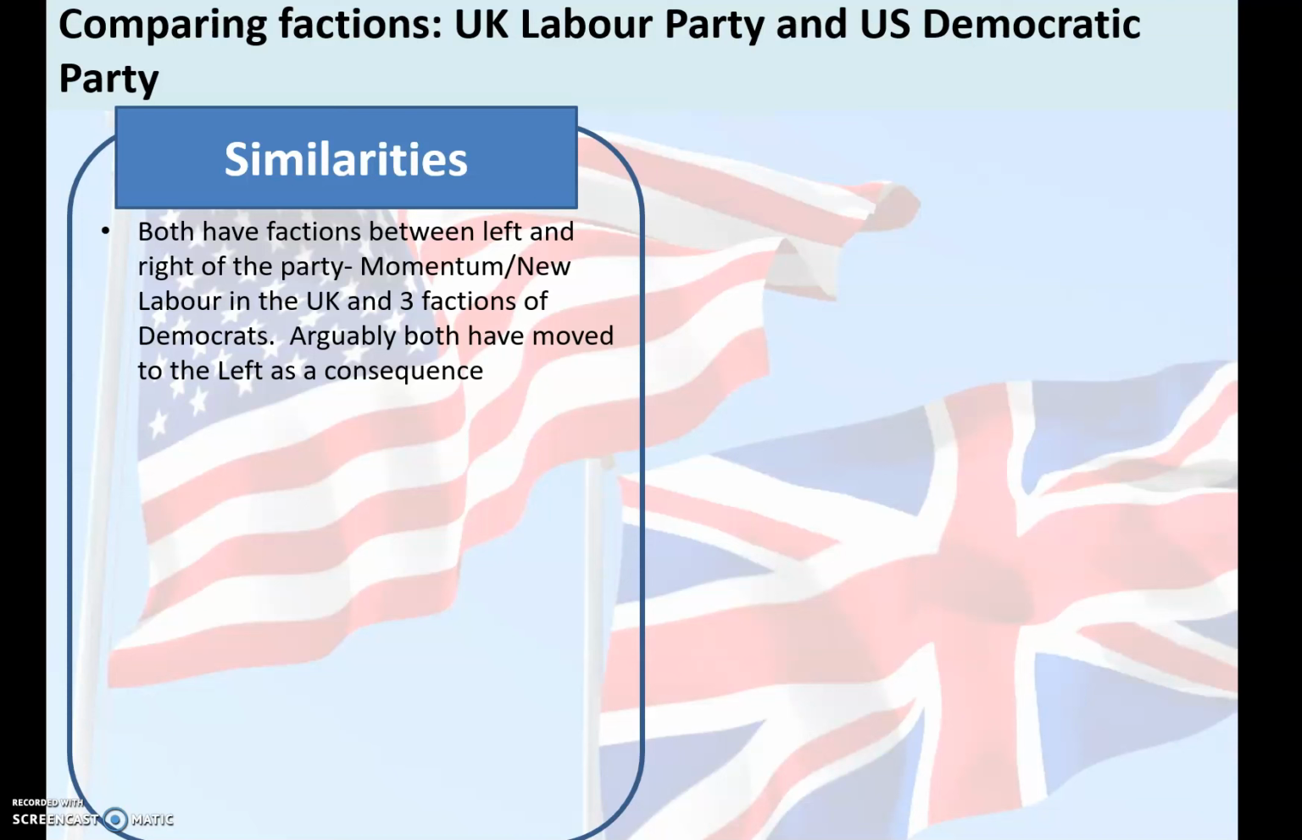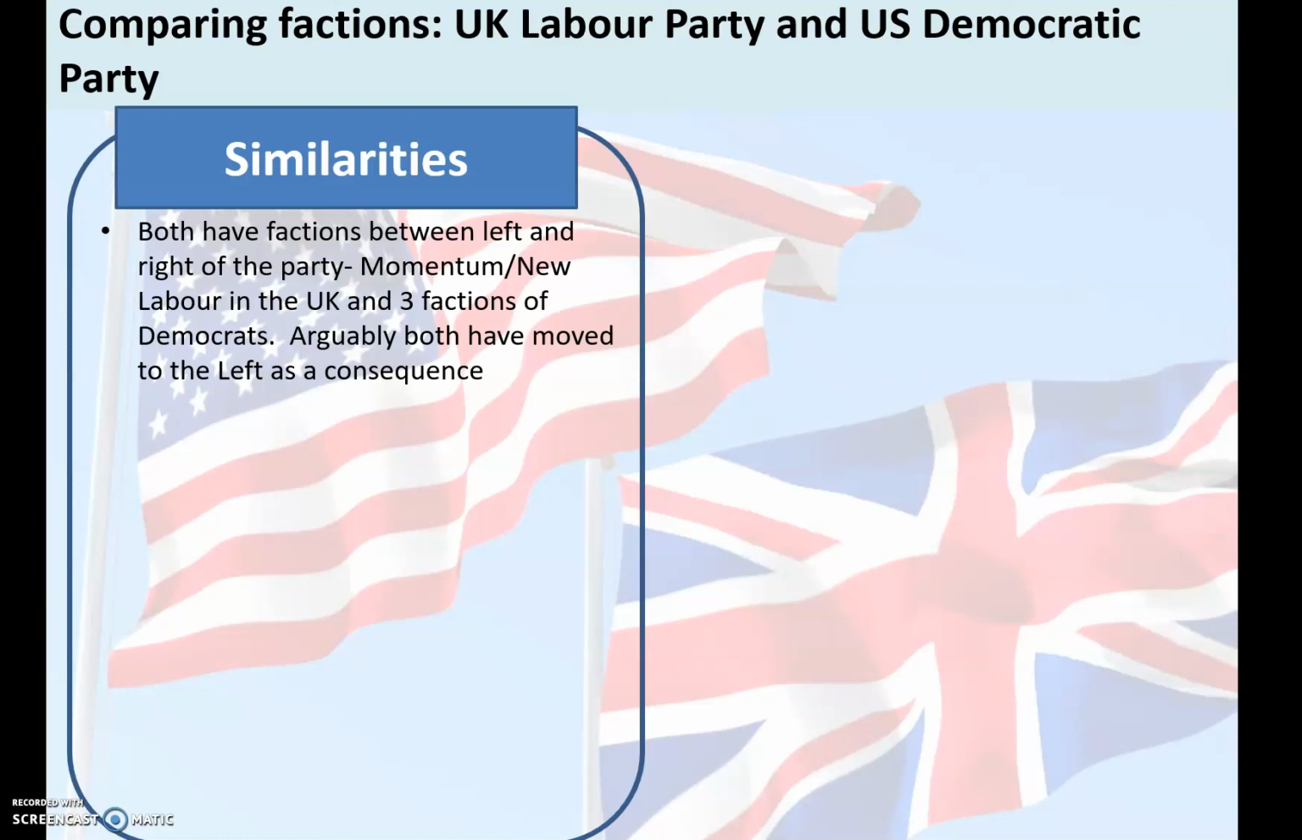And you could argue that both the Democrats and the Labour Party, and I'm going to use the word arguably quite strongly, have moved to the left as a consequence. Under Jeremy Corbyn, Labour did move to the left, and Momentum were the dominant force, weren't they? Although under Keir Starmer, that's less clear, I would say.